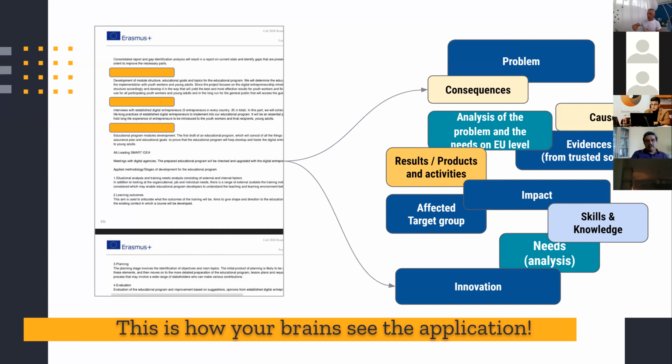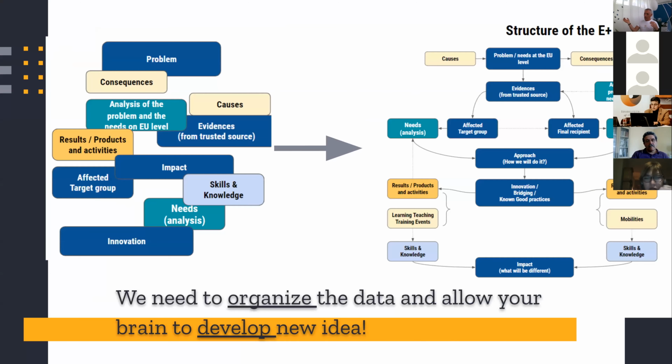So we need to first dissect the complete application, put it into a structure, allow your brain to start to think about that, and then put it back in the paper. So this I did in my framework. So then I put all those pieces together into the structure of the European project, and this is why this is very important and easy to use. So we need to organize the data and allow your brain to develop new ideas by itself. So you need to allow yourselves to have an easy-to-use application, the complete framework.